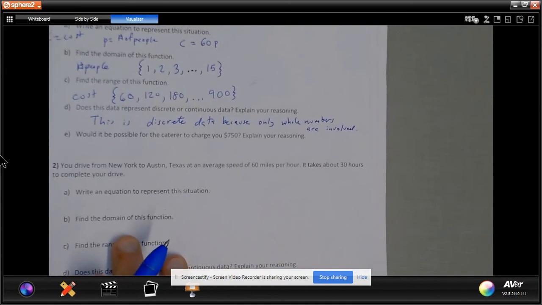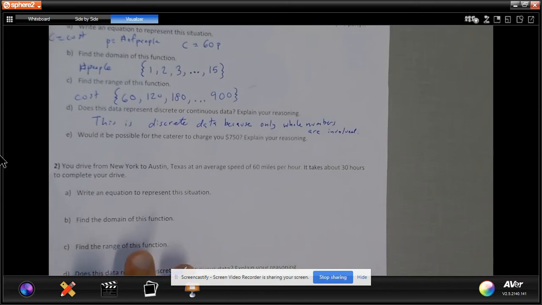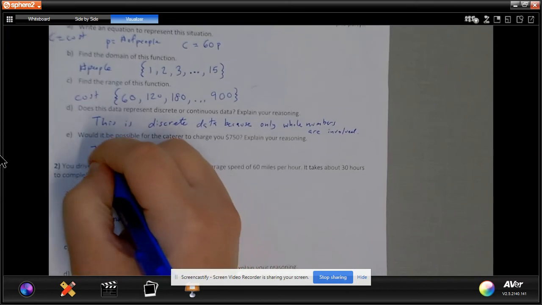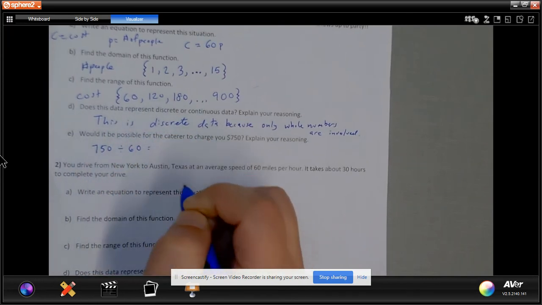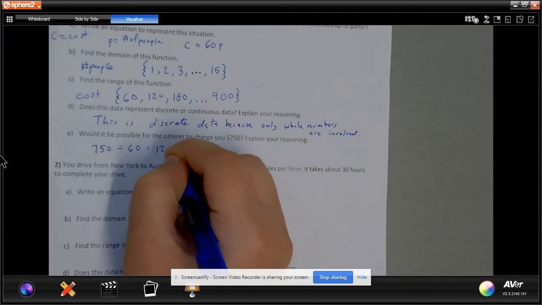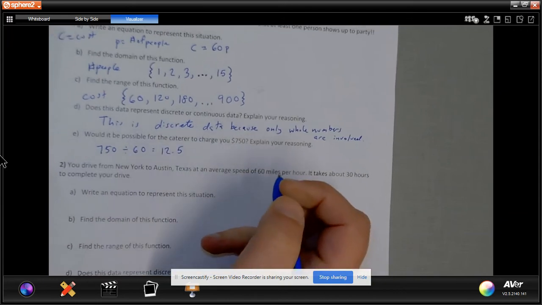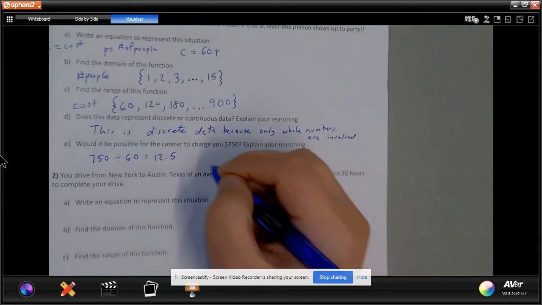Now, would it be possible for the caterer to charge you $750? Well, if it's $60 a person, 750 divided by 60 equals, I do believe, approximately 12.5. So the answer to that would have to be no.